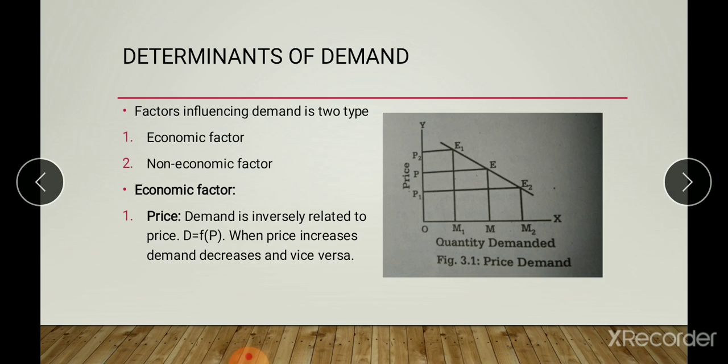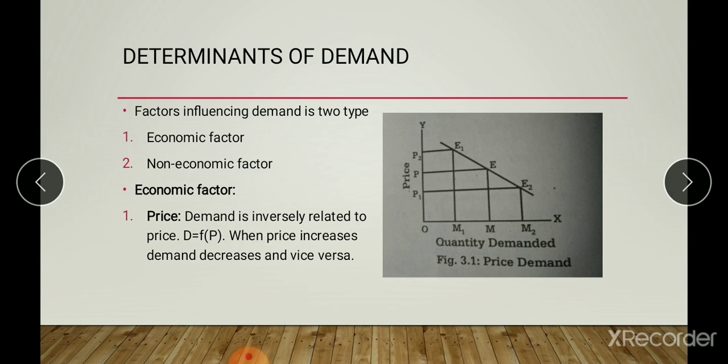There are various factors influencing demand, that is two types. One is economic factor and another one is non-economic factor. In economic factor, the factors are price, income, price of the related goods, income distribution, savings and money supply. All these factors come under economic factor. And in non-economic factor, expenditure by the consumer, population, time period, taste and fashion, social political conditions and the natural factors come under non-economic factor.